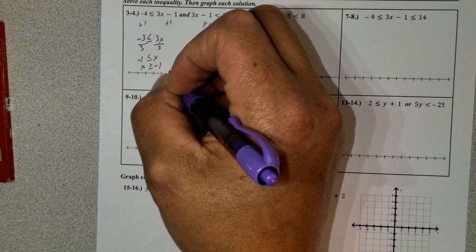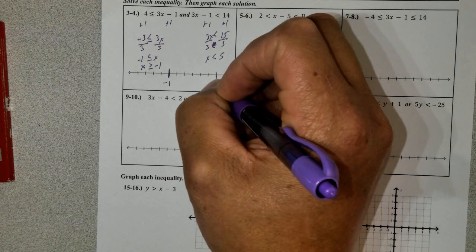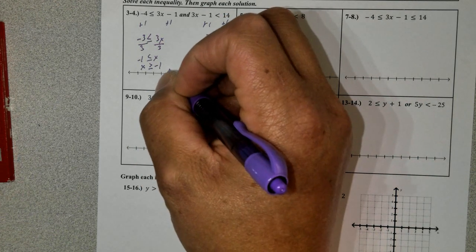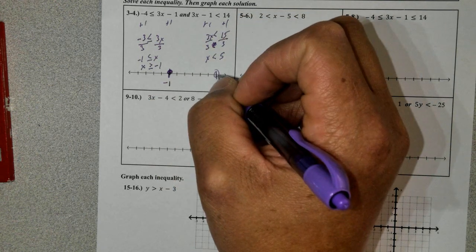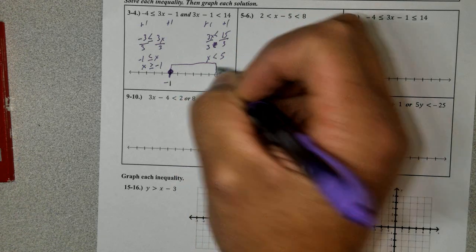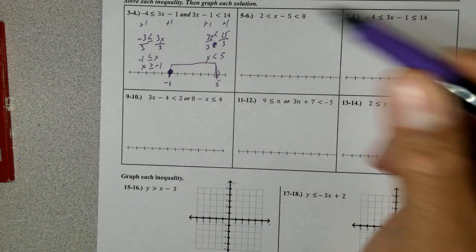X greater than or equal to -1 and less than 5. So I need all the numbers between -1 and 5. Not super worried at all about if those are actually 6 apart or not. Closed dot here, open dot there, shade in the middle. That's what I'm worried about. Can I see that much? Okay? There's that and inequality.